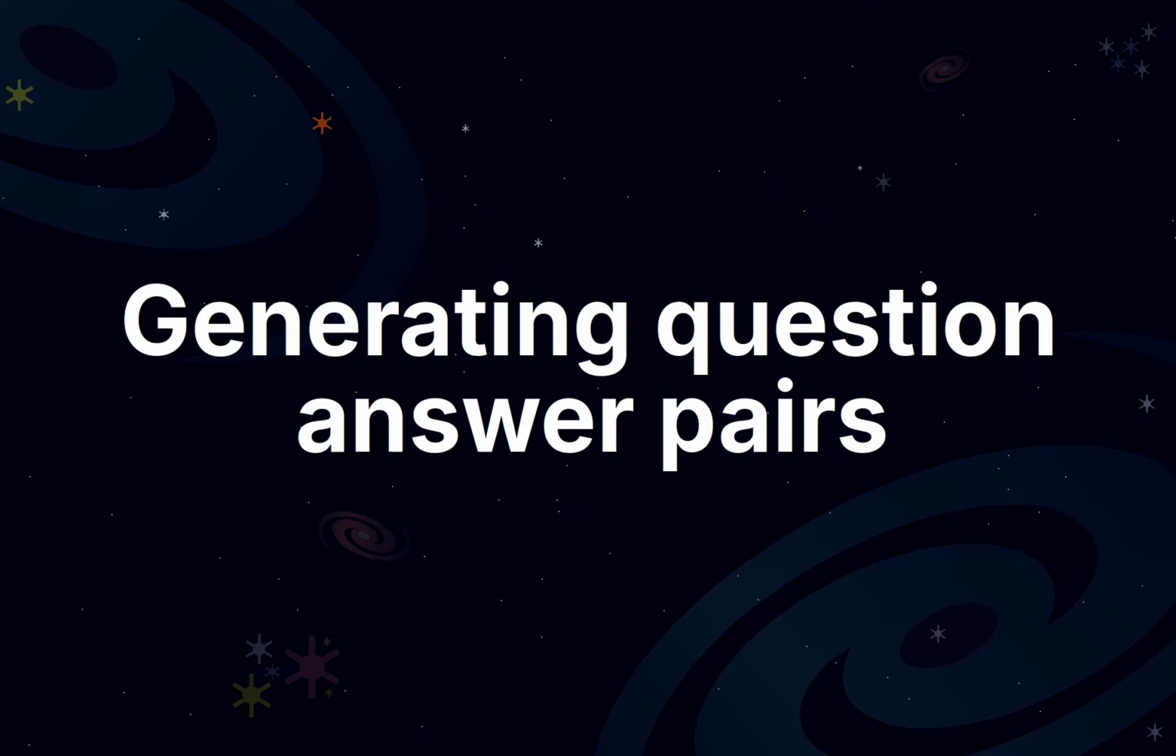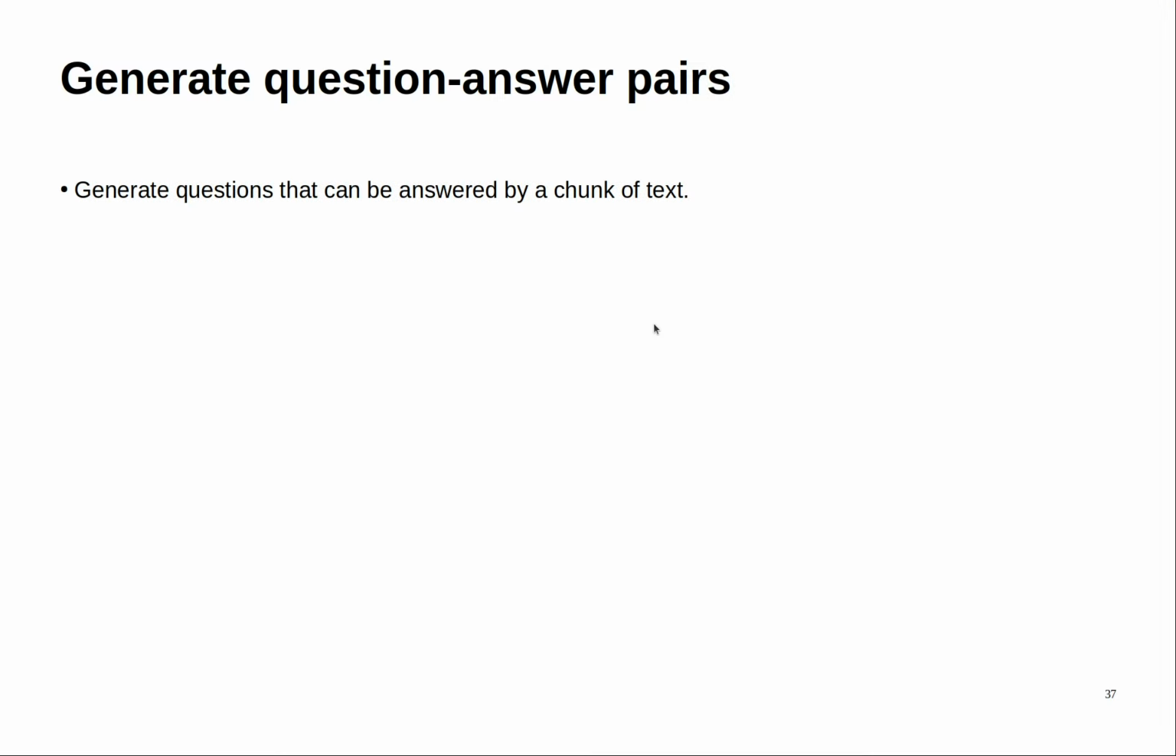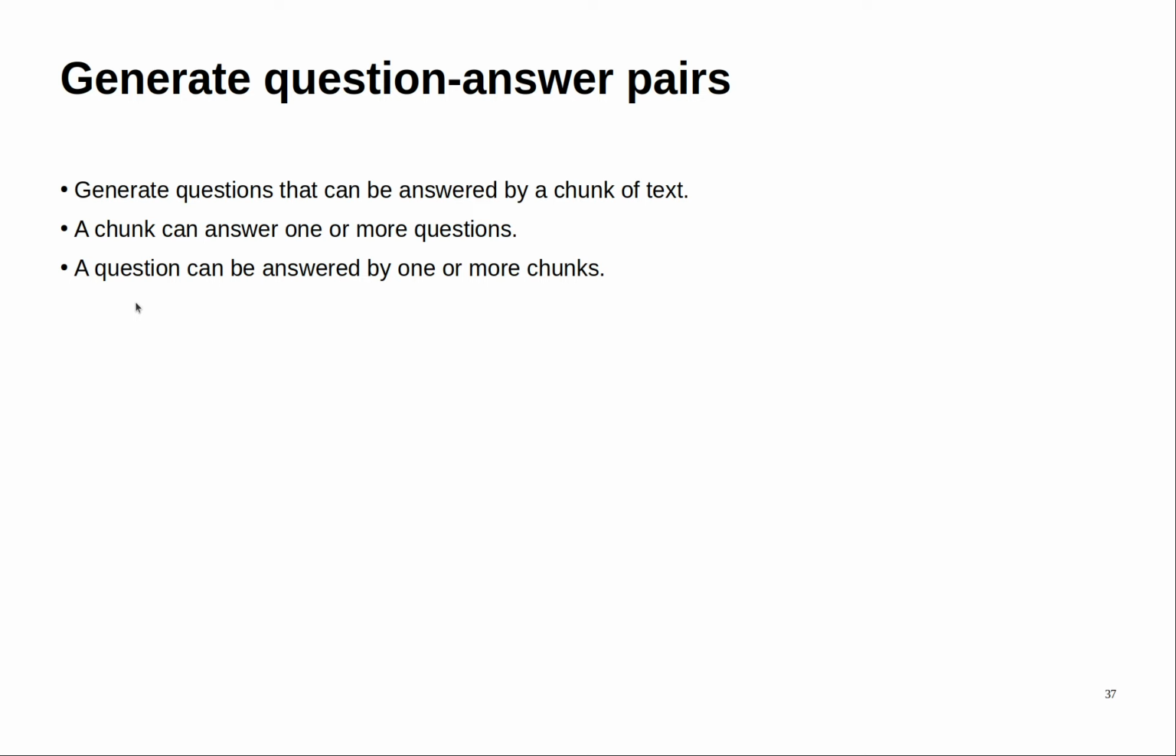Hi everyone! In this video, you will learn how to generate question-answer pairs from the chunks that we created in the previous step. In this step of the pipeline, you are going to generate questions that can be answered by a chunk of text. Note that a chunk can answer one or more questions, and a question can be answered by one or more chunks.